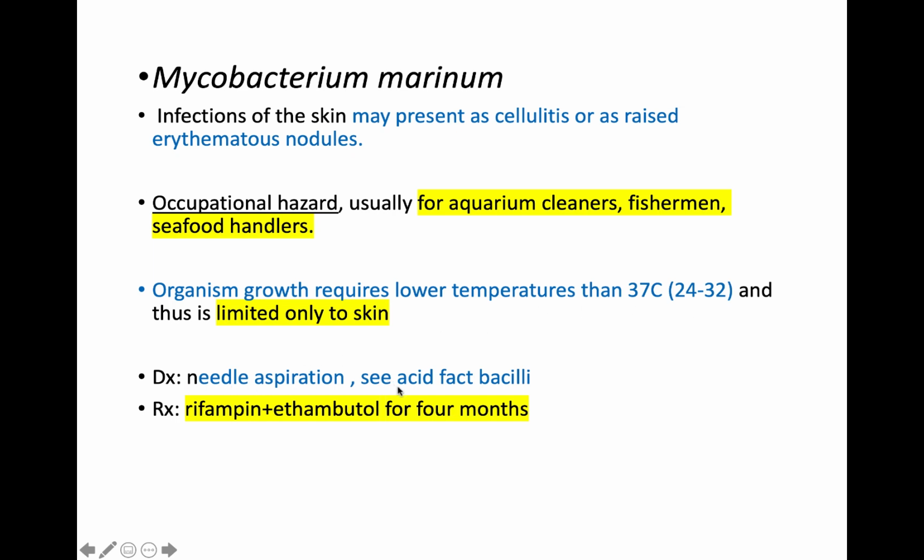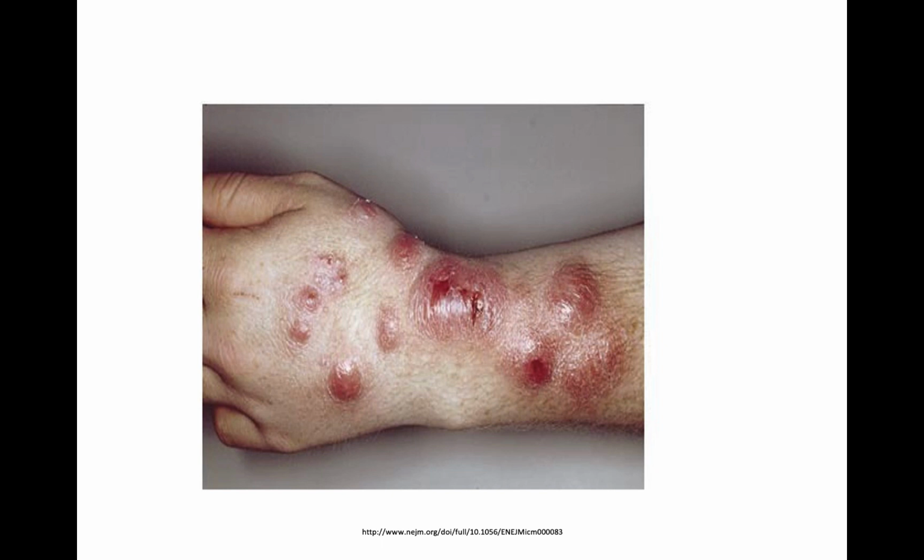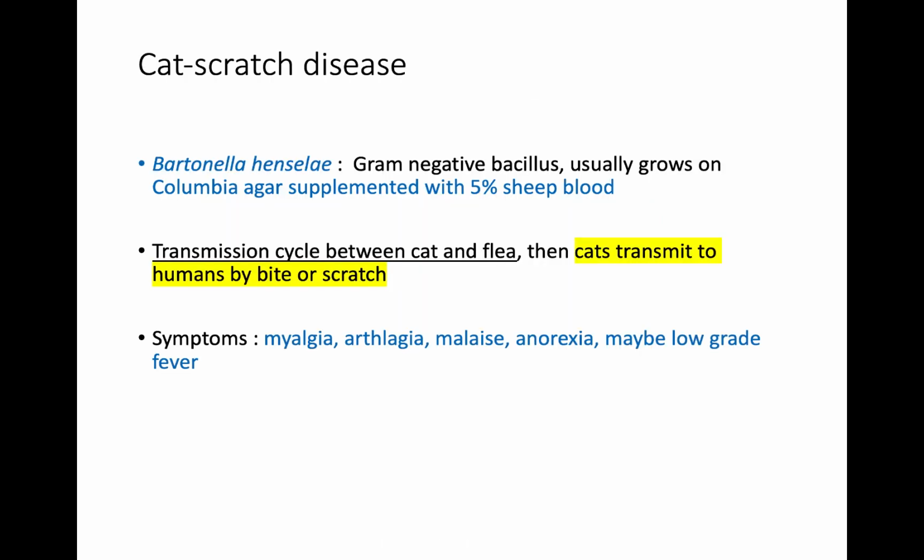Diagnosis: needle aspiration. You can see acid-fast bacilli with a ZN stain or whatever stain you want to use. Rifampin, ethambutol for 4 months. This is your antimycobacterial therapy. So this is what it looks like. Obviously, history is your main helper in discovering this.